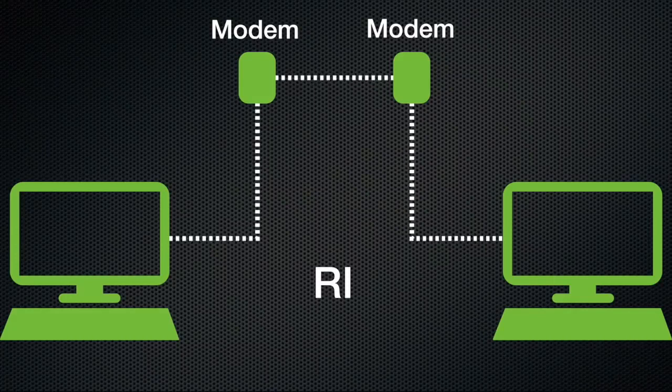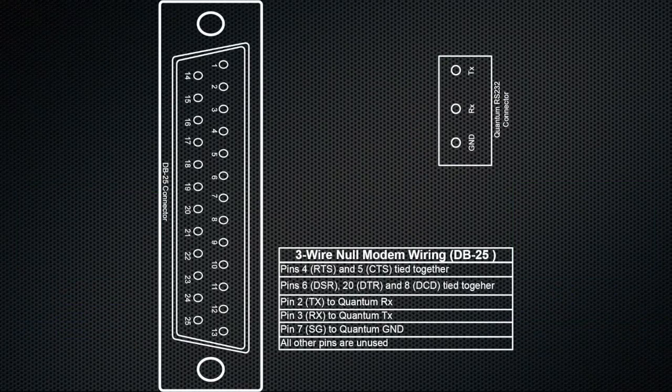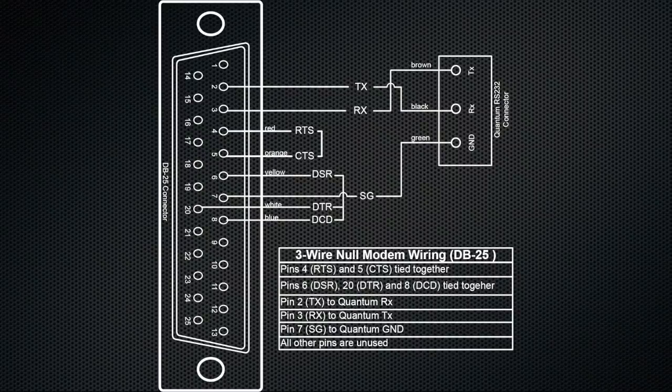Since we're talking about modems, you may be thinking, wait a minute, there are no modems between the Quantum and the machine tool. And you're right. Instead of using modems, you can loop the control wires from the sender side to the receiver side on the same device. And then the device will tell itself that things are ready to go even when there is no modem. Because null is a programmer term for nothing or empty, and there is no modem, this is called a null modem.